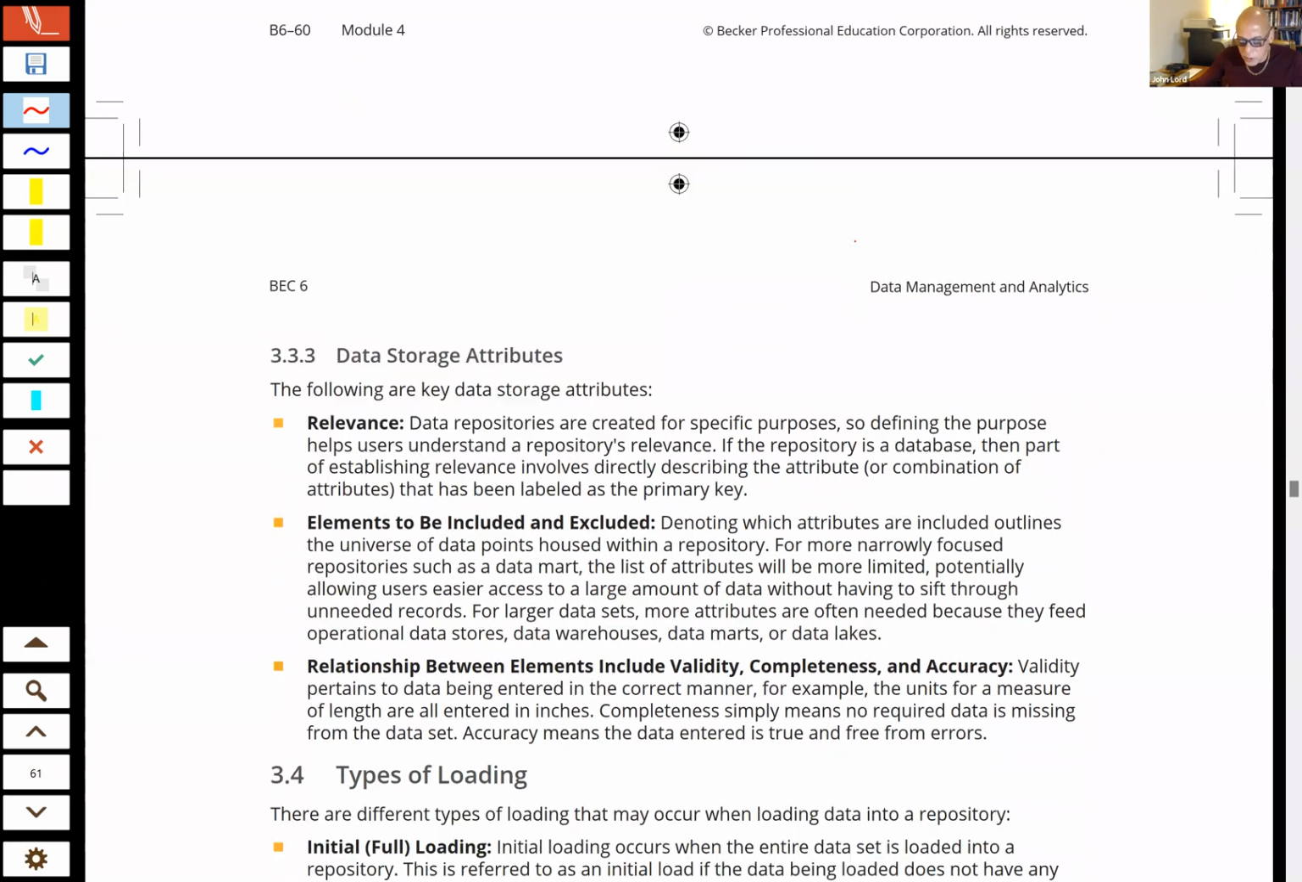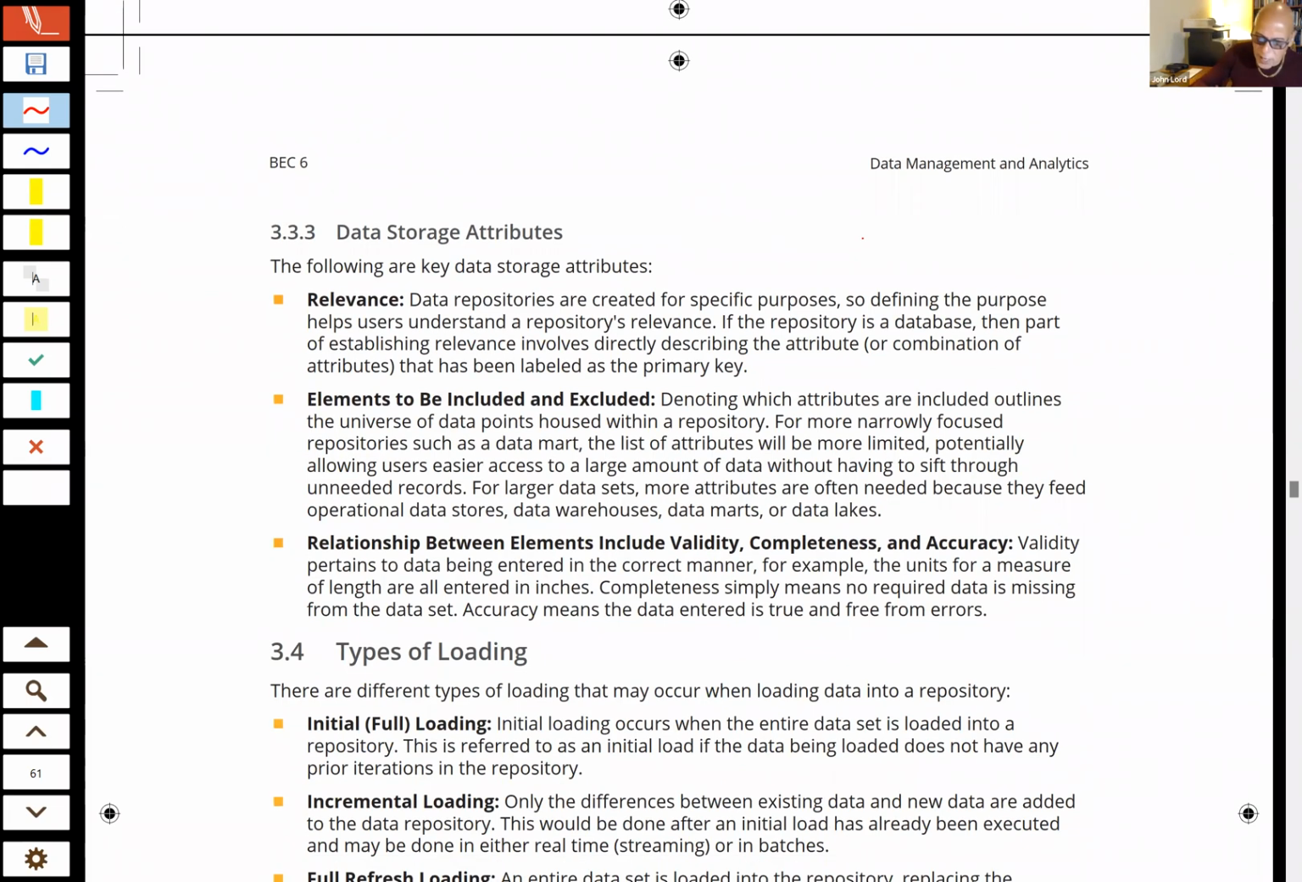Now, let's take a look at data storage attributes. Okay, and relevance means how useful it is for helping us to answer whatever question we're trying to answer. Okay, and elements that could be included or excluded. Again, if you include elements of the data that aren't particularly relevant to the decision, then that's going to slow down your processing, right? So you want to try to exclude those kinds of things.